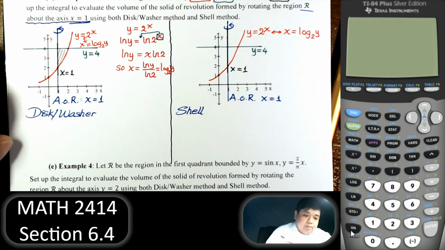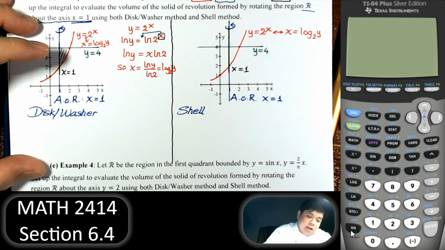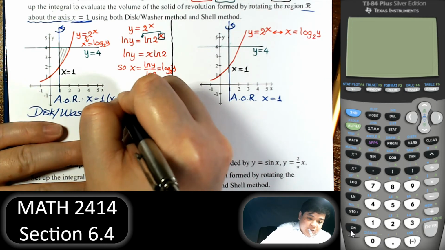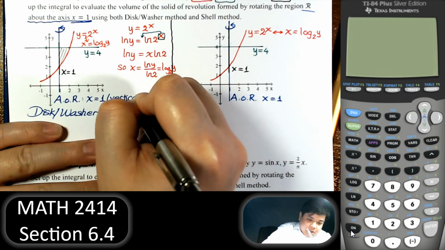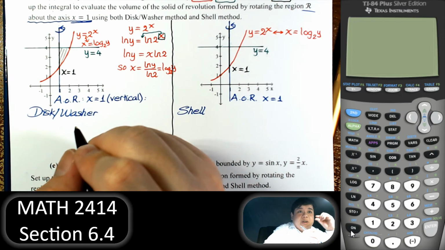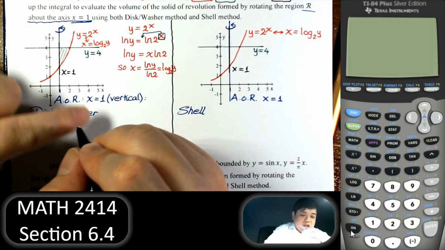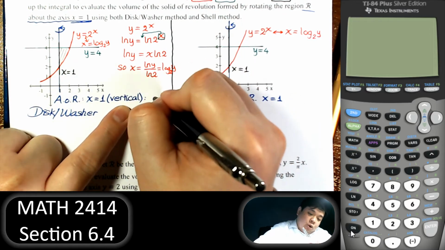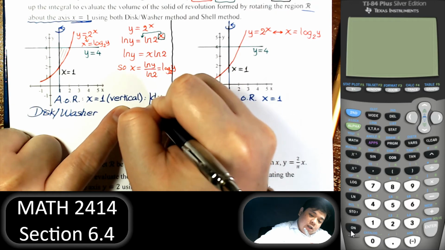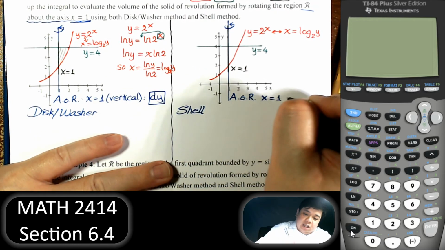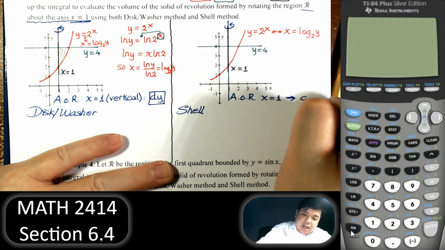Right, the washer. Now the axis of rotation is x equal to 1, which is vertical. So the increment dx or dy has to be vertical as well. So the washer will be aligning with the axis of rotation. So this is going to be dy. And the shell method is going to be dx. So one should be dx, the other one is dy.